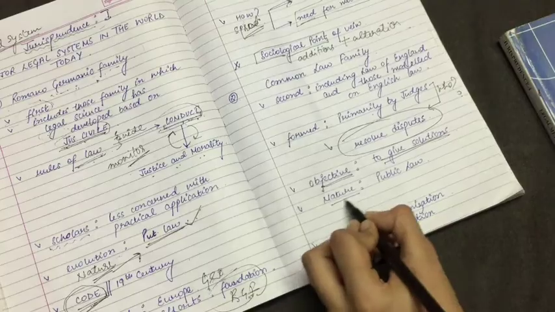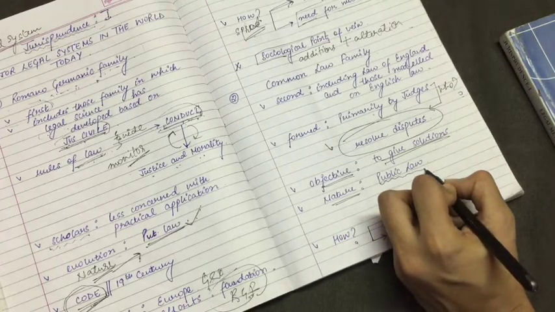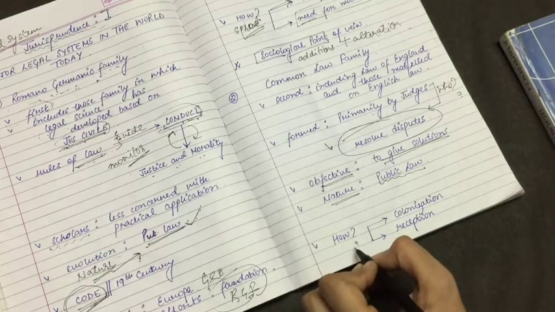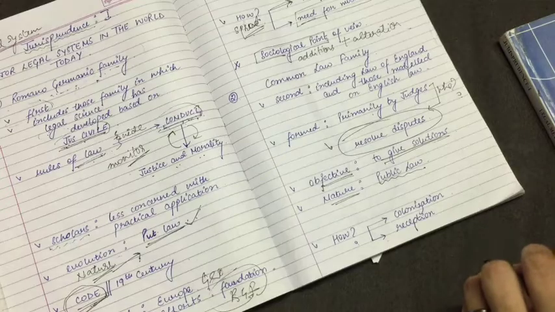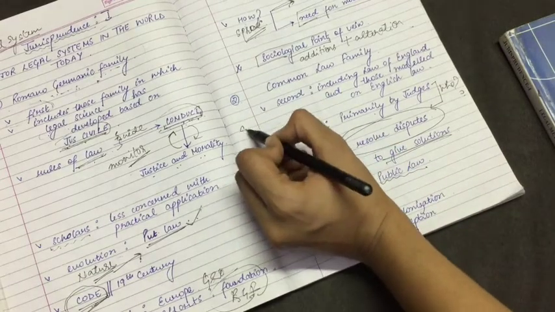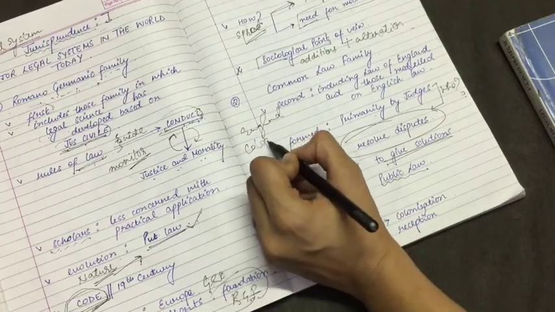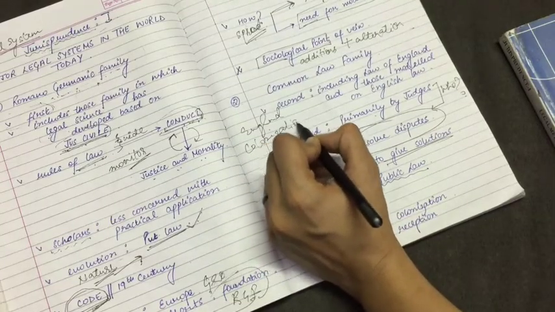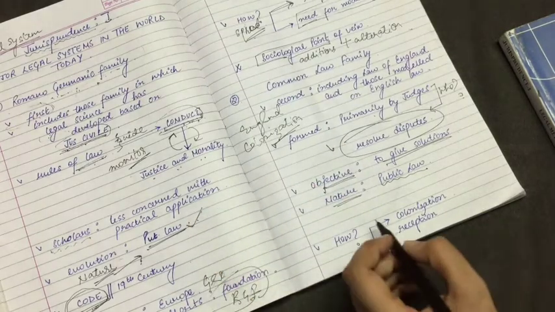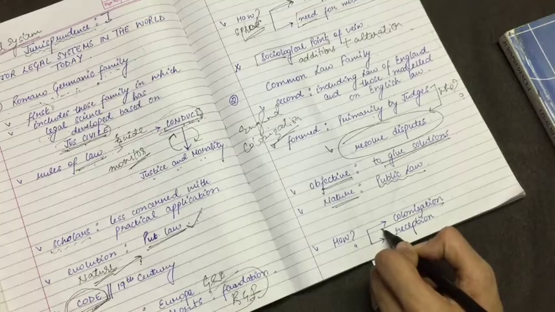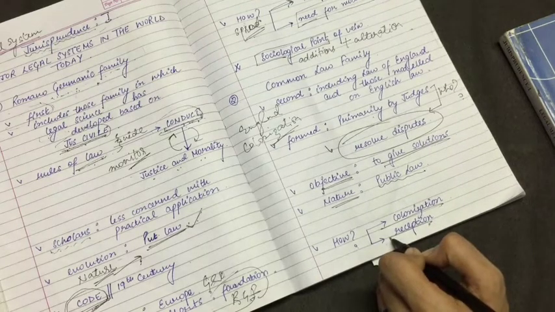So the nature of it is a public law. The common law family is a public law. And how did it spread? It spread through two ways. Obviously we are talking about England, so how can we forget the word colonization? We really can't, especially being Indians. So colonization was one thing. The other thing that led to its spread was voluntary reception.